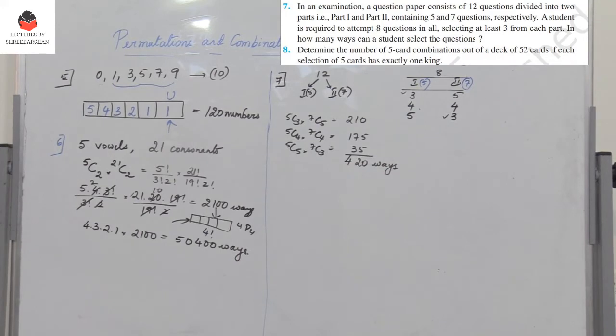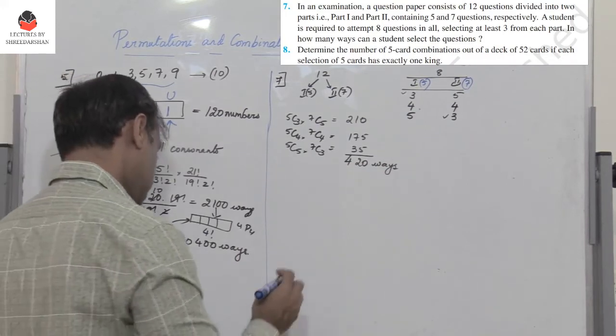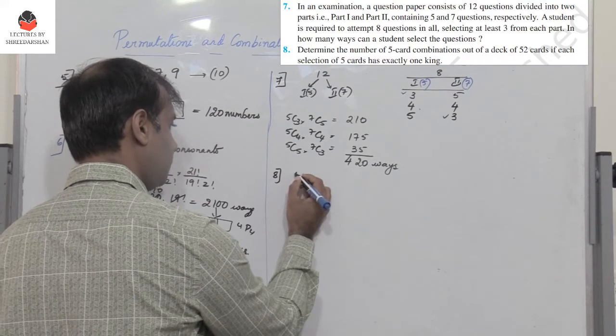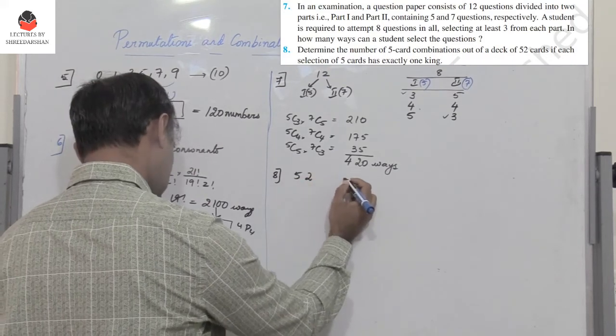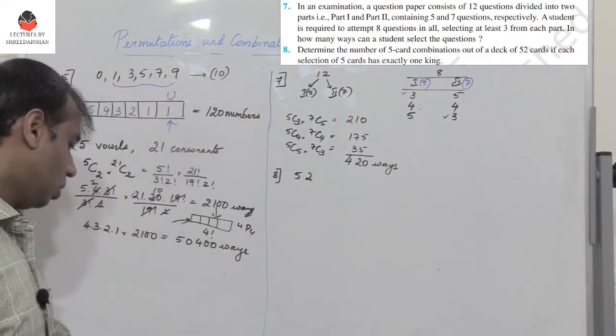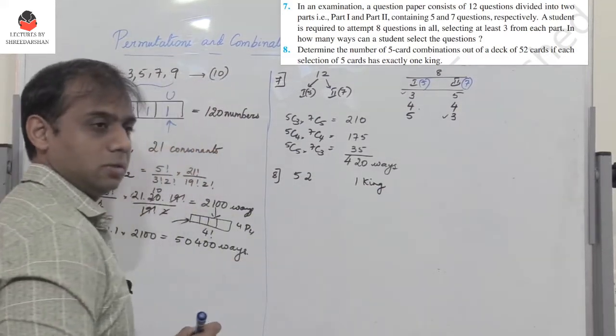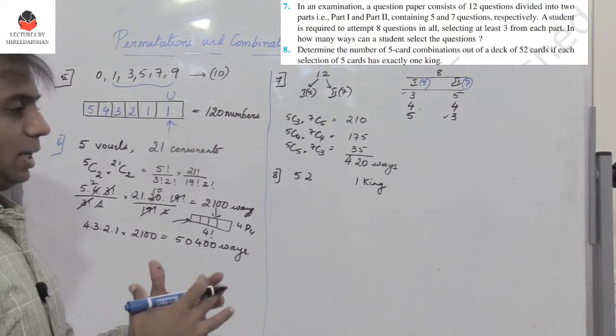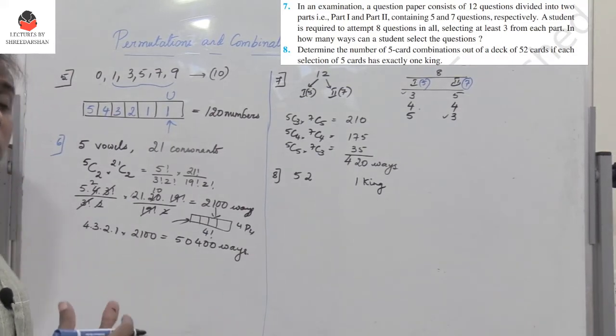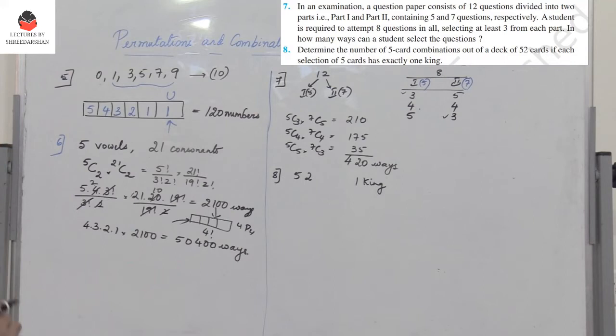Problem 8. Determine the number of 5 card combinations out of a deck of 52 cards if each of the 5 cards has exactly 1 king. Right? So we know that you have to select a 5 card combination, and among these 5 you need to have 1 king.